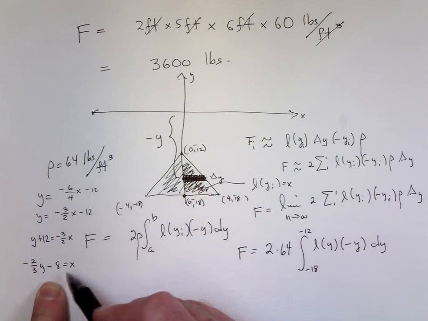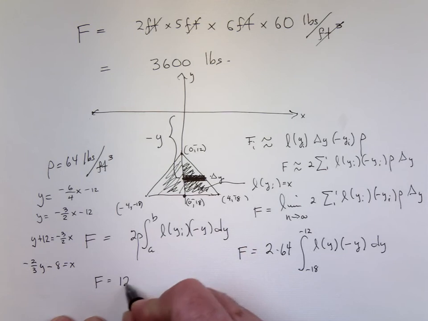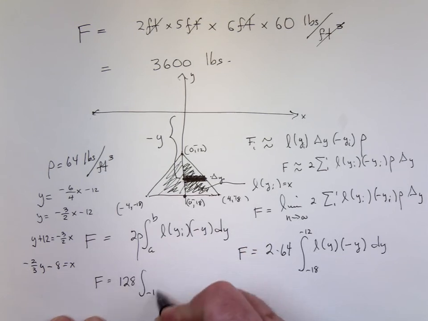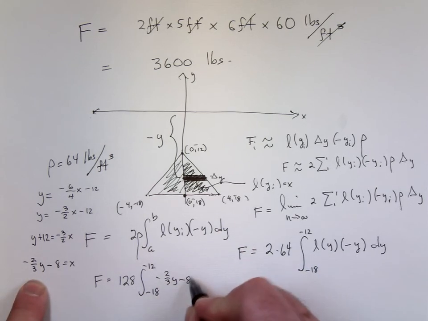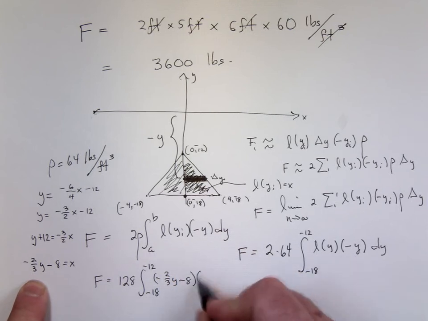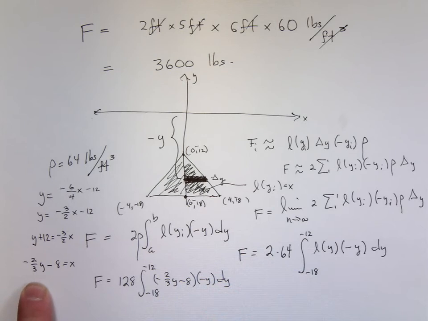The integral from negative 18 to negative 12, L of y, which is negative 2/3 y minus 8, times a negative y, dy. Believe it or not, that integral will give me the exact fluid force on that triangular door at the bottom of our orca torture pits. Go ahead. Yeah, well, salt water, it'll be given.